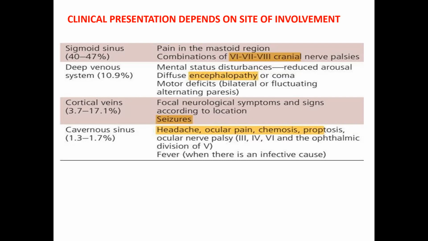If the cavernous sinus is involved, it will lead to ocular nerve palsies, fourth nerve, sixth nerve, with headache, chemosis, proptosis. Next slide.